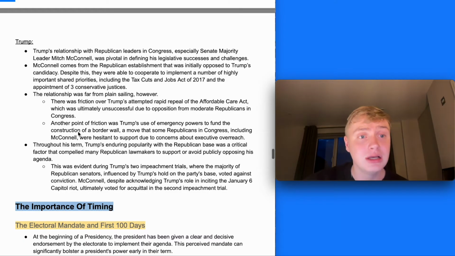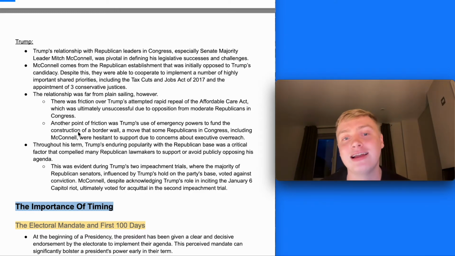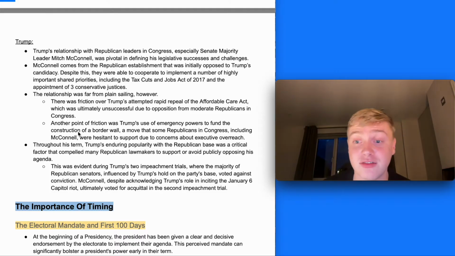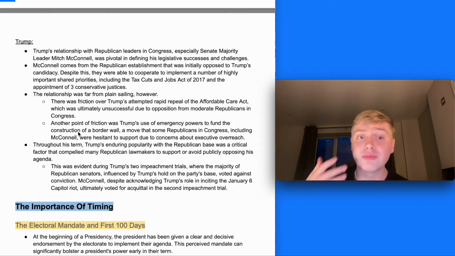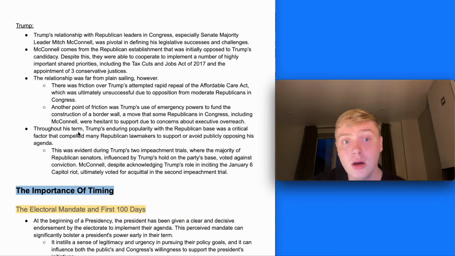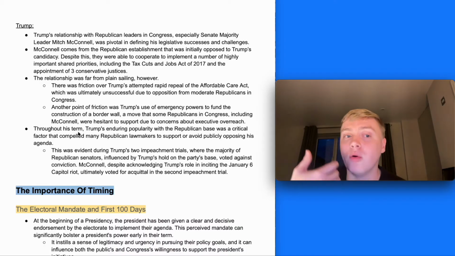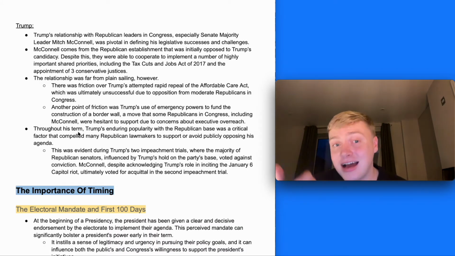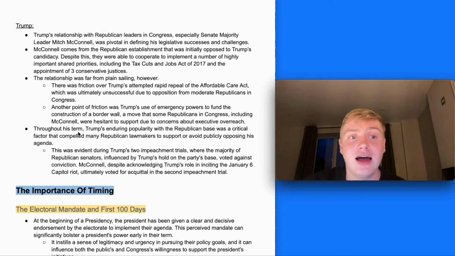In terms of Trump, his relationship with Republican leaders in Congress, especially Senate Majority Leader Mitch McConnell, was pivotal in defining his legislative successes and some of his legislative challenges. McConnell comes from the Republican establishment that was initially opposed to Trump's candidacy, but despite this, they were able to cooperate to implement a number of highly important shared priorities, including the Tax Cuts and Jobs Act of 2017 and the appointment of three conservative justices.